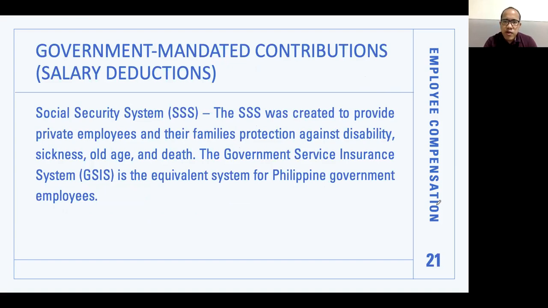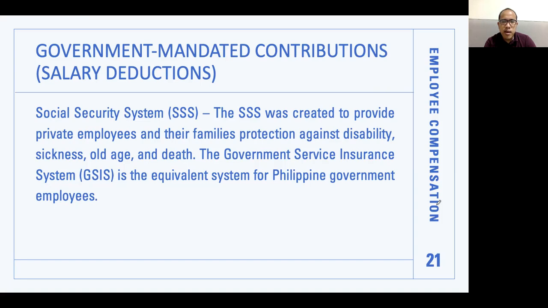So pag come up ng yung compensation plan, you also have to consider yung mga government mandated contribution. So whether ito ay executive or non-executive, non-negotiable tong mga to. Kailangan talaga sila ay i-register mo sa mga government corporations na ito at kailangan mo mag-withhold ng contribution para i-remit sa kanila. So you have SSS.